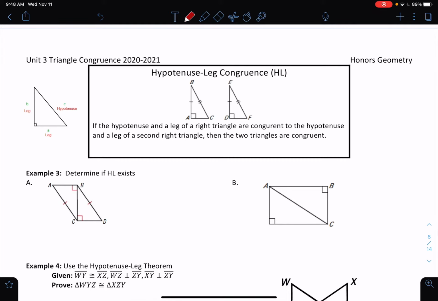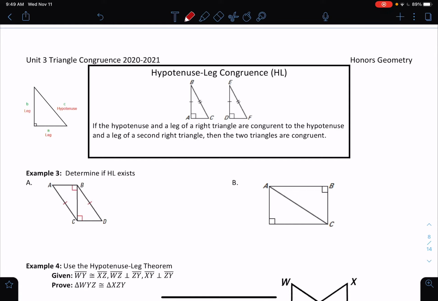Our next congruency theorem to show that two triangles are congruent is called hypotenuse leg. All right, so we see that word hypotenuse, so we know this will only work inside of a right triangle. So if the hypotenuse and one of the legs of a right triangle are congruent to the hypotenuse and the leg of a second right triangle, we can say that the two triangles are congruent.